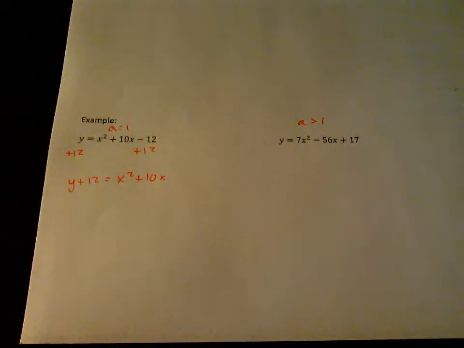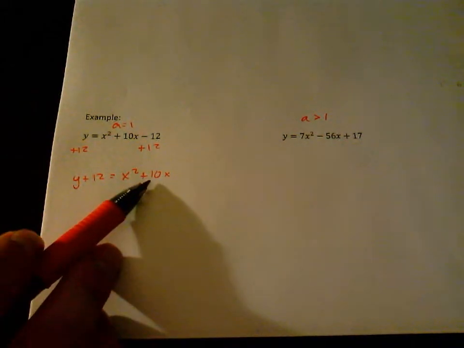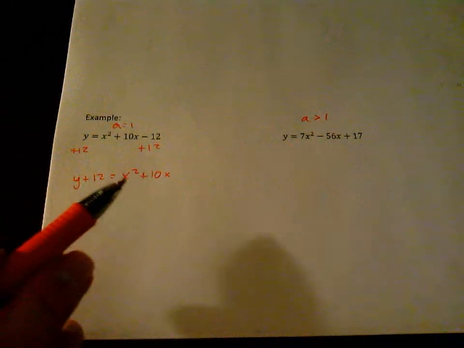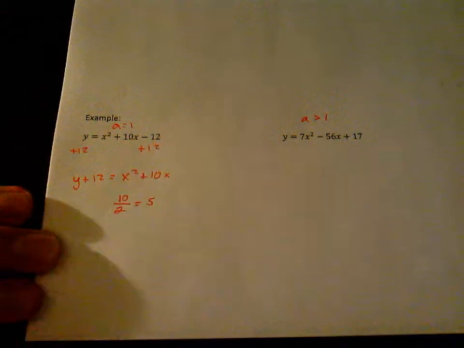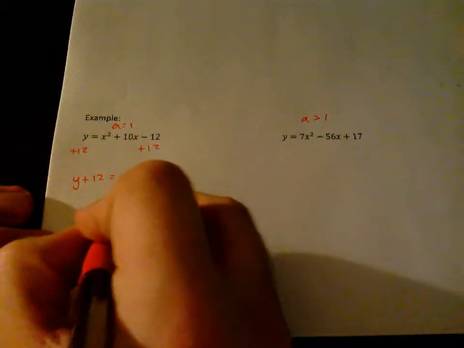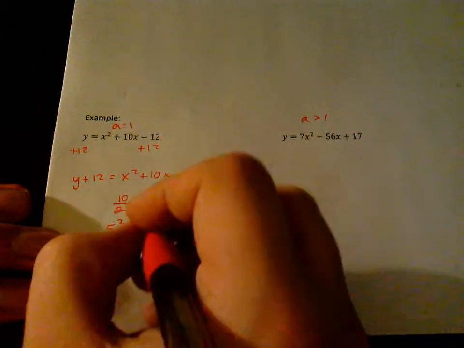Our next step is called completing the square. We're trying to complete this thing right back here. So, next step is to figure out what this number is divided by 2. Well, 10 divided by 2 is 5. Okay, so we're going to figure out that 10 divided by 2 equals 5. And then we're going to take that 5 and we're going to square it. Okay, so when we do that, we get 25.